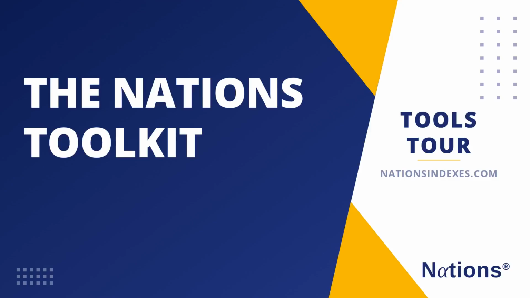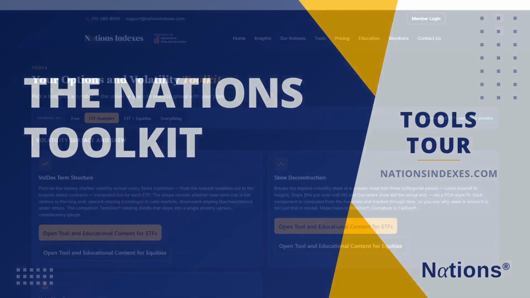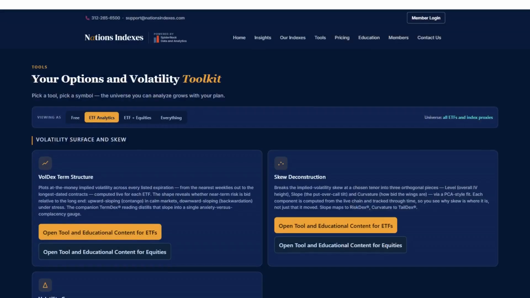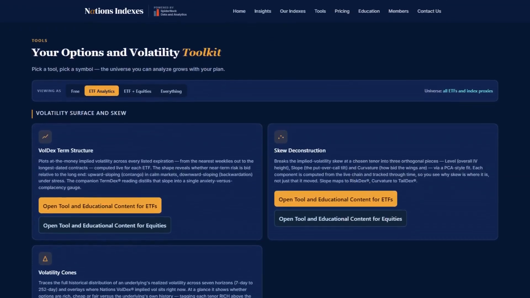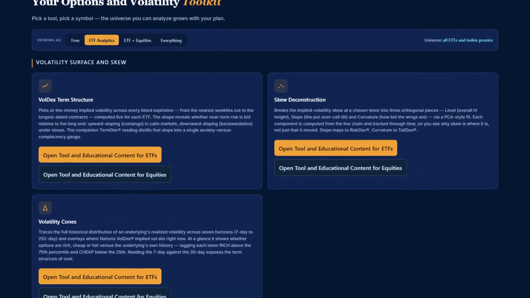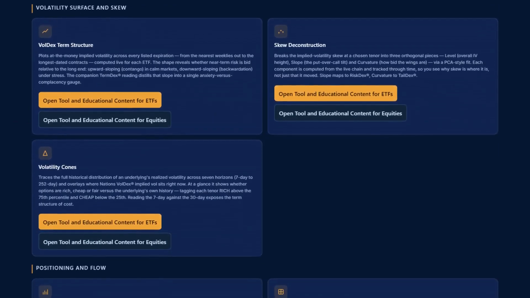Every edge in the options market starts with better information. The Nations Tools Hub gives you 18 professional grade tools, the same analytics institutional desks use, organized around one goal: finding better trade ideas and making the ideas you already have better. I'm Scott Nations, one of the founders here, so let's take the tour of our toolkit.